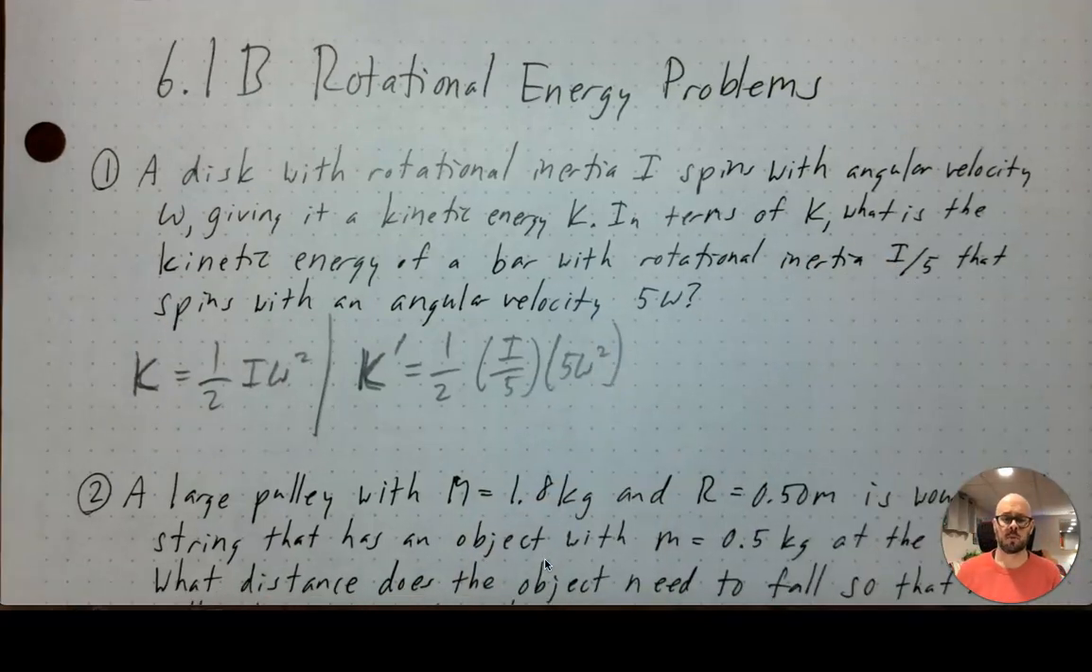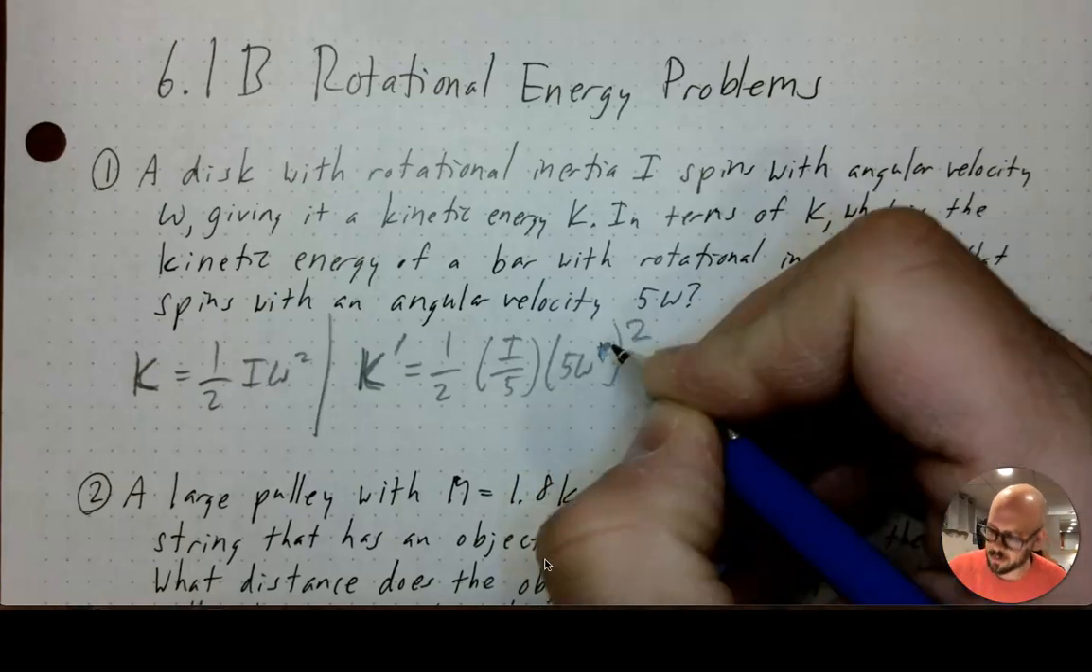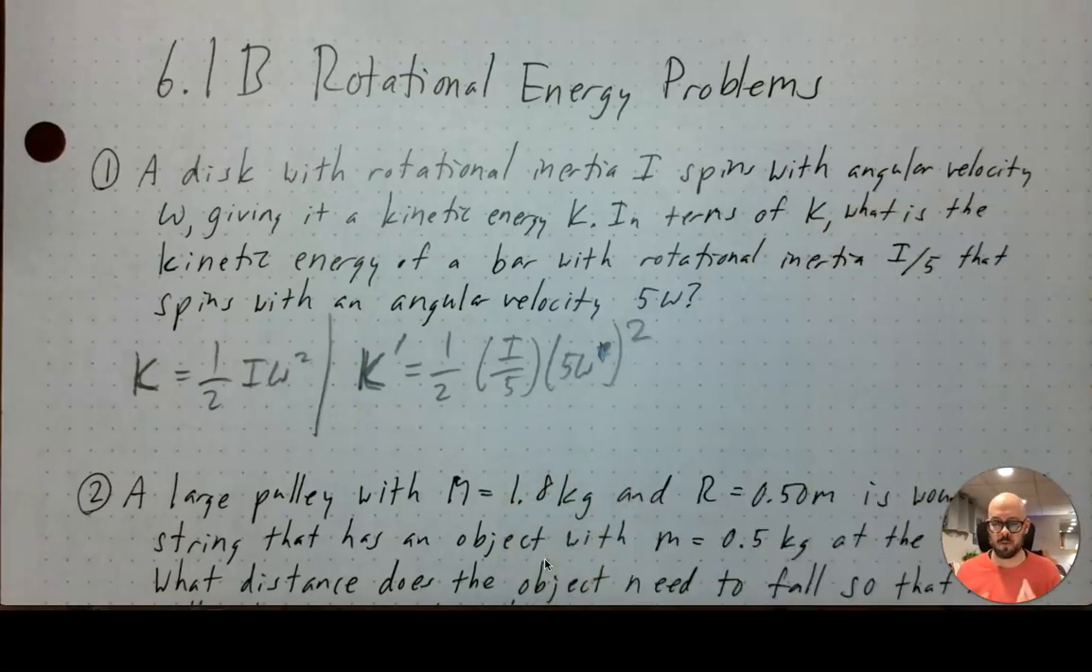So basically, we have divided and multiplied two variables by the same factor. However, oops, I didn't do that correctly at all. It's got to be squared there. However, because omega is squared, the change in angular velocity far outweighs the change in rotational inertia.